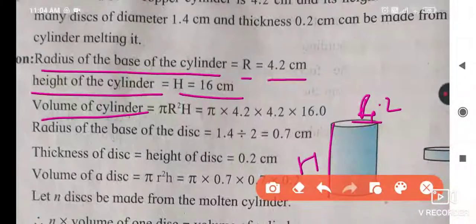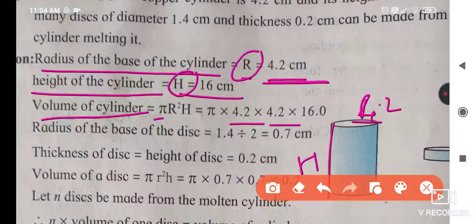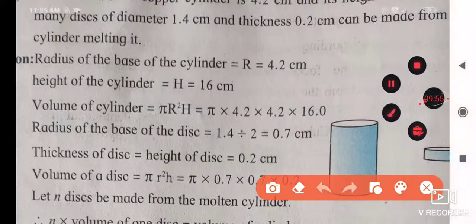Now the volume of a cylinder formula is pi r square h, as we know. But here we have taken the radius as capital R and the height as capital H. So pi r square h equals pi into radius square. How much radius is given? 4.2. So 4.2 into 4.2, because its square is there, and the height is 16 centimeter. After this, we get the volume of the cylinder.